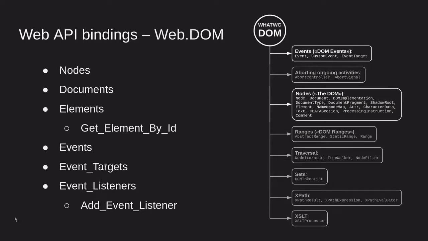The DOM contains types for nodes, documents, elements of the documents, and corresponding functions like getElementById. It also provides types for events, event targets, event listeners, and using a procedure like add event listener, you can attach a handler for some events on nodes in the DOM tree.